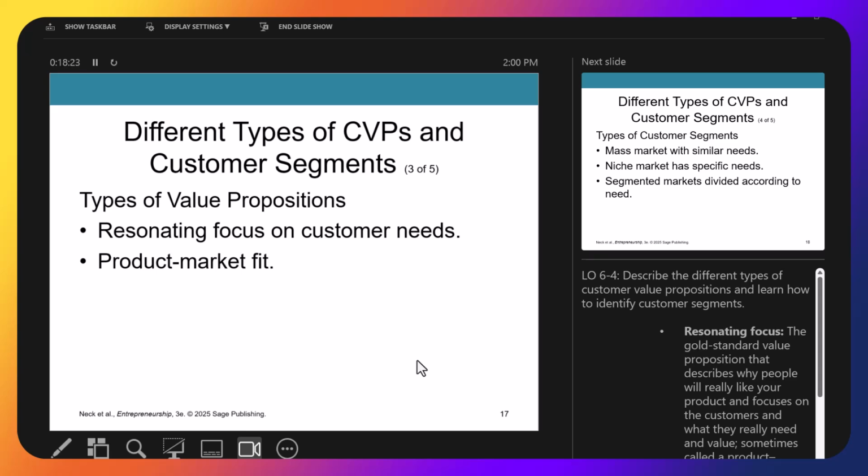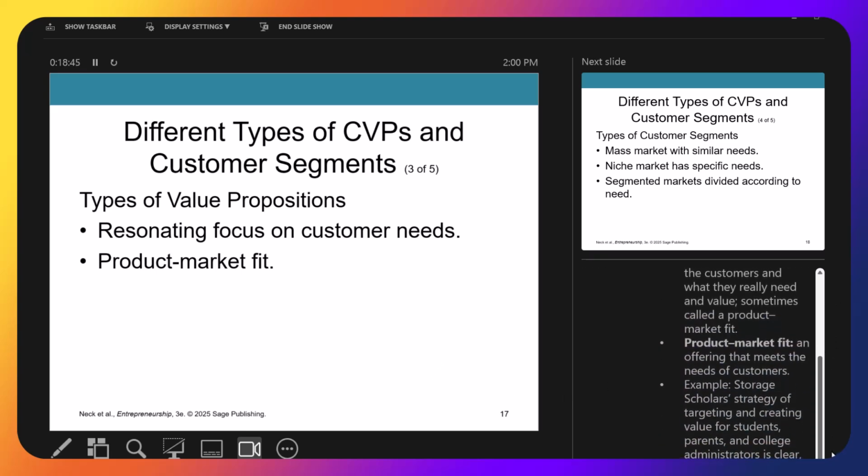Resonating focus on customer needs. Here's what you want to do. This is when you're actually focusing on the customer needs and not your product. Not blitzing the market, not trying to tell them how your product's better than the competitors, but your bottom line is, what is it they need? What is it they want? And then you concentrate on that. And see, that's customer focus right there.